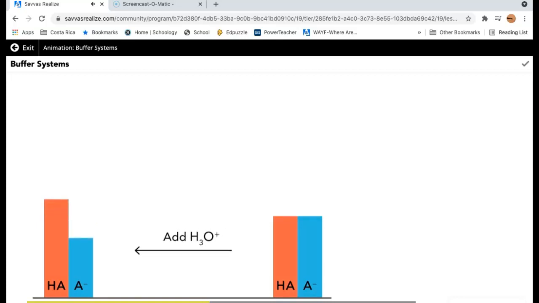As more acid is added, the conjugate base continues to decrease in concentration and the pH decreases slowly. When enough acid has been added to consume all of the conjugate base, the buffer capacity has been reached, and adding any more acid will cause a rapid drop in pH.